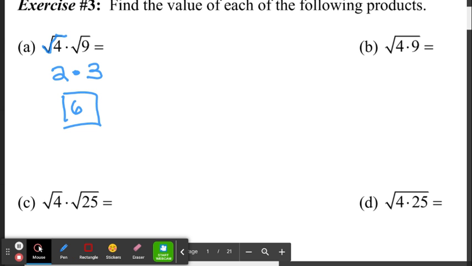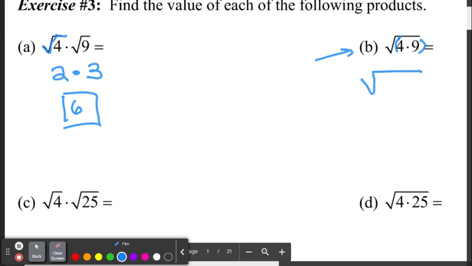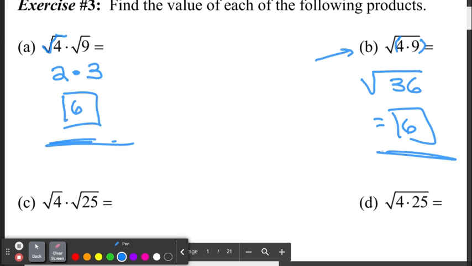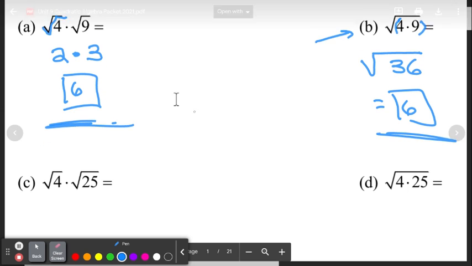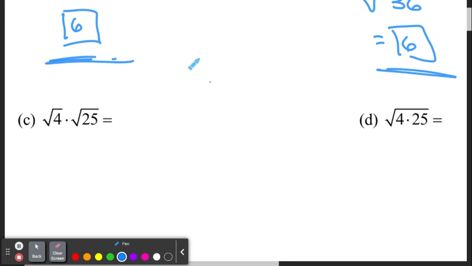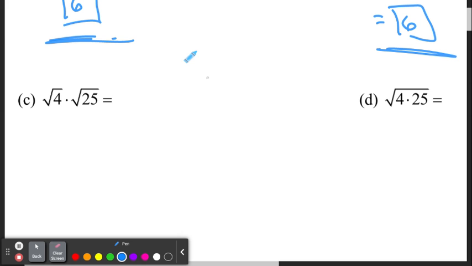Okay? Now if I look at letter B, it's the same numbers. But look, the 4 and the 9 are inside the square root symbol. So if I evaluate that part first, 4 times 9 is 36. And I know the square root of 36 is 6. You get the same answer. So if it's easier to figure out the square root first, go for it. If not, then figure out what's inside and then take the square root. So pause the video, try C and D. It's the same idea.